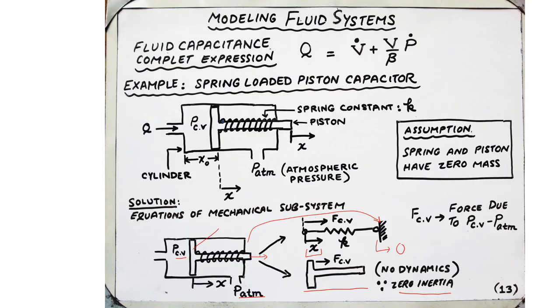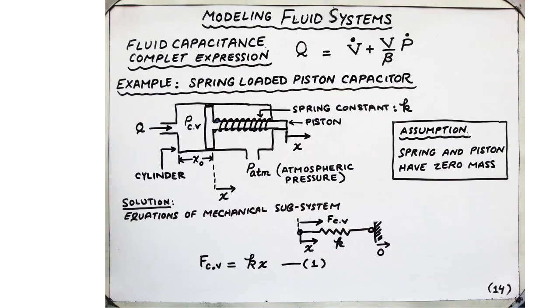And if we consider the force acting on the spring due to the pressure, there's a pressure PCV and PATM. We know that there's going to be some force applied on the spring. If we take this force acting rightward on the left terminal, call this force FCV. It is a net force due to the net pressure difference. We say that FCV is a force due to the net pressure difference, that is PCV minus PATM. Then it is easy to write down the expression that relates FCV with the displacement.